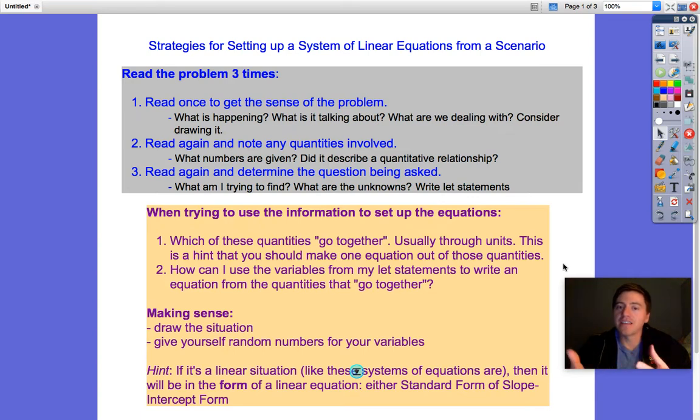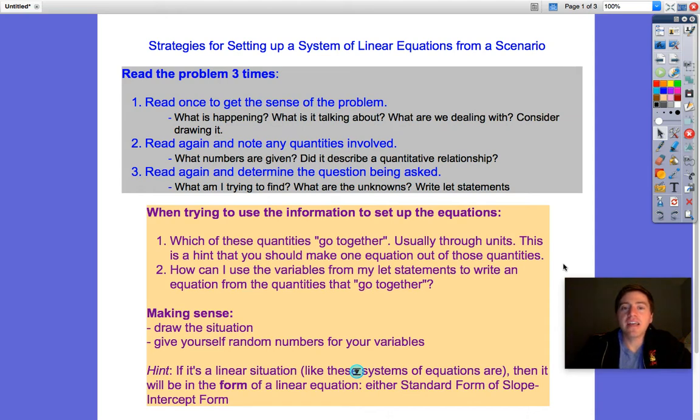You've got to understand what it's giving you, and then you can go into, okay, what can I do with it? A good way to do it is to read the problem three times, and each time you read it, you have a specific thing that you're trying to do. The first time you would read it and make sense of the problem. Like, what's happening? What's it talking about? What are we dealing with? And you can even consider drawing it to make sense of it. I usually start writing or drawing, whatever you want, just get something down on the paper to say what's going on. You don't have to write something, but sometimes it helps.